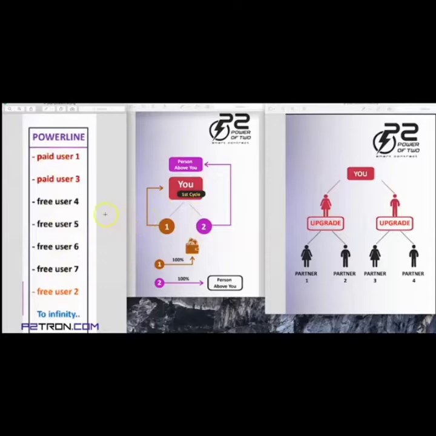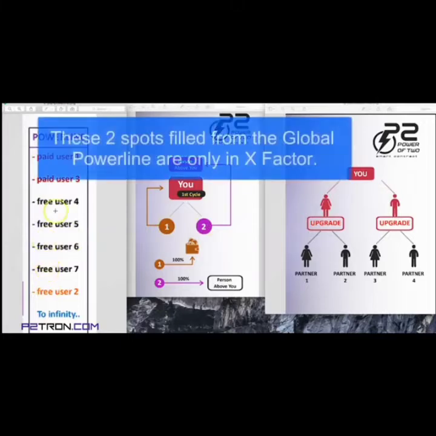So for example, if someone refers 100 people into Power of 2 into the global power line, it's possible that 2 of those 100 will benefit them personally, and then the other 98 are actually being distributed to other people in the global power line to benefit everyone. And that's really truly the magic of how Power of 2 works and why the X Factor is so amazing. And I think people might be missing that.